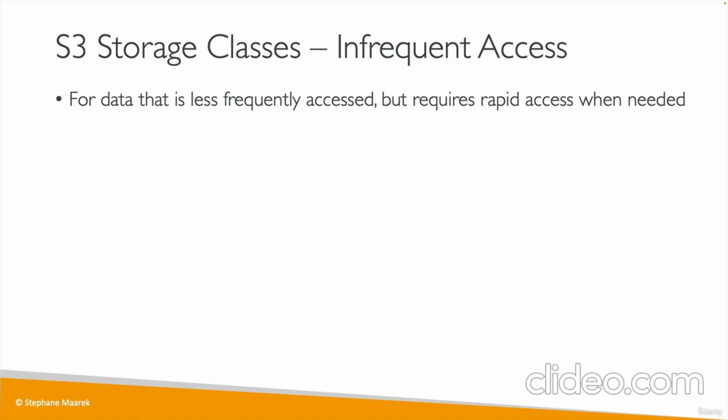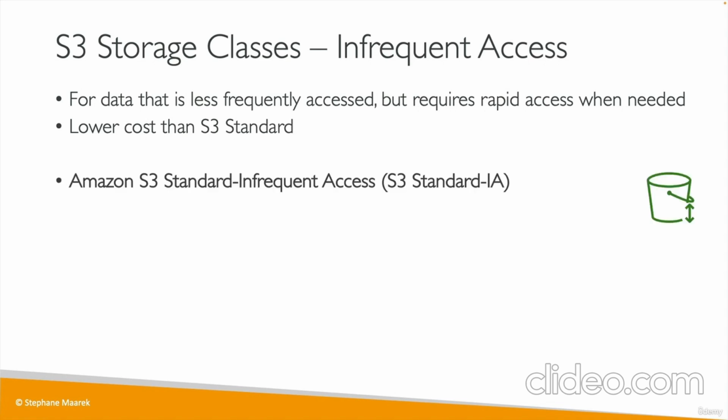Next, we have S3 Infrequent Access. So this is data that is going to be, as the name indicates, less frequently accessed, but requires rapid access when needed. It's going to be lower cost than S3 Standard, but you will have a cost on retrieval. So the S3 Standard-IA has 99.9% availability, so a bit less available. And the use cases for it are going to be disaster recovery and backups.